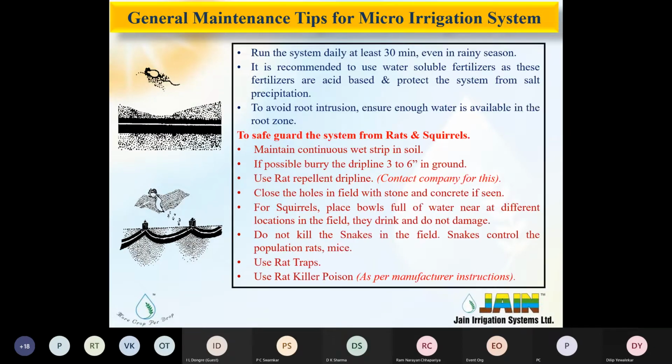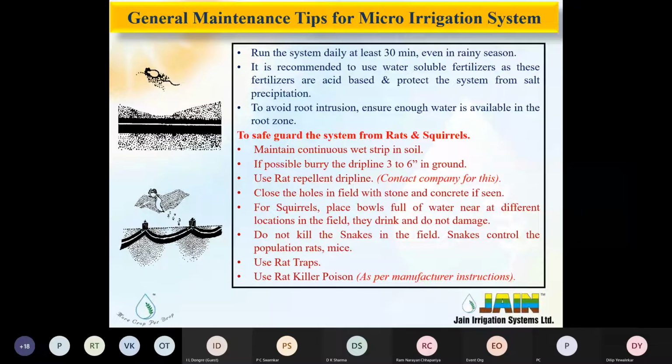Now in the system, different general maintenance tips are required. Under general maintenance, run the system at least for 30 minutes even in rainy season. It is recommended to use water soluble fertilizer, as these fertilizers are acidic in nature and also prevent blocking by precipitation of salt. That means if the farmer is using acidic fertilizer like phosphoric acid or any kind of acidic fertilizer, then there is no need to use a special acid treatment. So this will take care of your precipitation of salt.